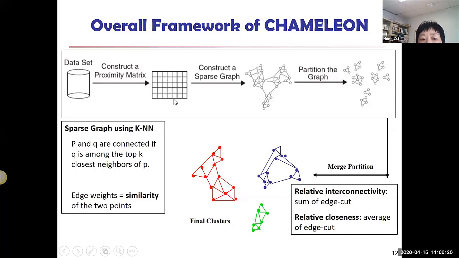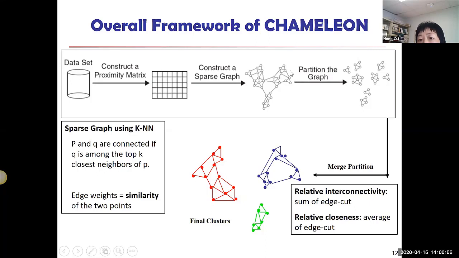We will connect the two points P and Q if Q is among the top k closest neighbors of P. So it's not fully connected, it's sparse. Only this point and its k nearest neighbors are connected. K, again, is a parameter that the user needs to set. And with that, we have this sparse graph, and then the algorithm goes to the next step.